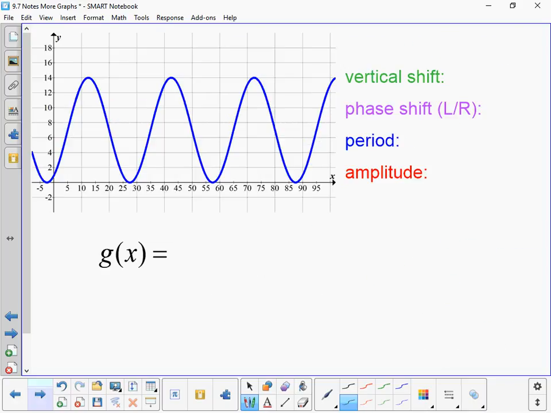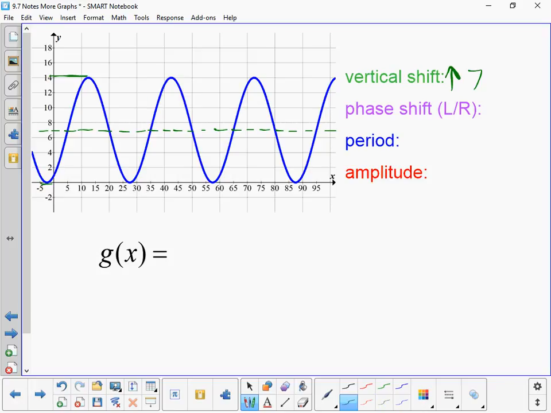One more of these. They're a little intense, I know. The ones on your homework assignment are not as challenging as the two that we're doing in class. Okay, so here we go. Vertical shift. Well, this looks like it has a minimum of 0 and the maximum is at 14. Well, that means the midline is at 7, which on our grid is going to be here between the 6 and the 8. So the vertical shift is that it went up 7.